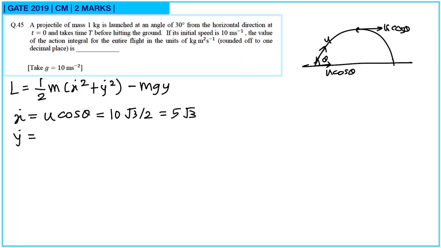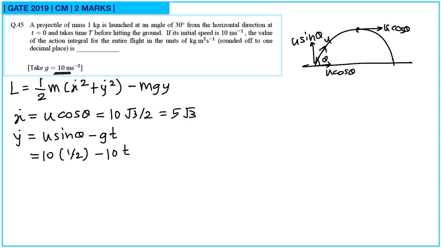Now y dot is equal to u sin theta, because this component is u sin theta, and there is acceleration in the downward direction, so minus gt. So v is equal to u plus at, that formula I am using. So this will be equal to 10 into half, sin 30, minus g, which will be 10, as given in this question. So g is 10 and t. So this will be equal to 5 minus 10t.